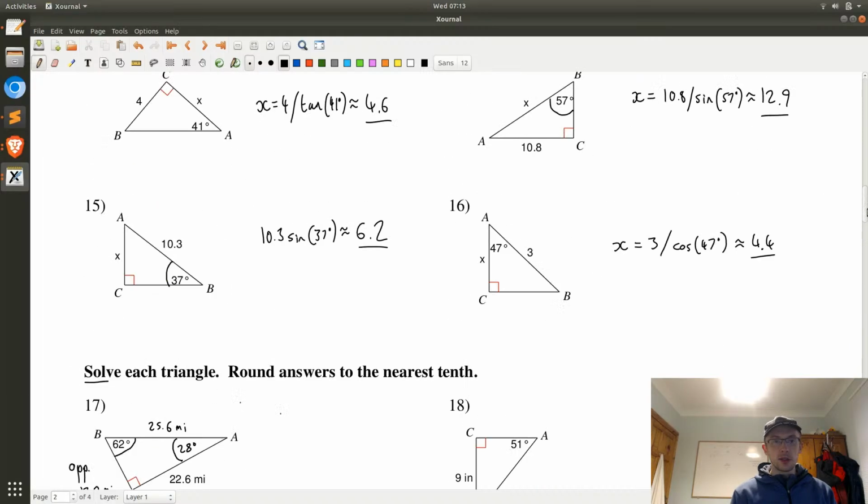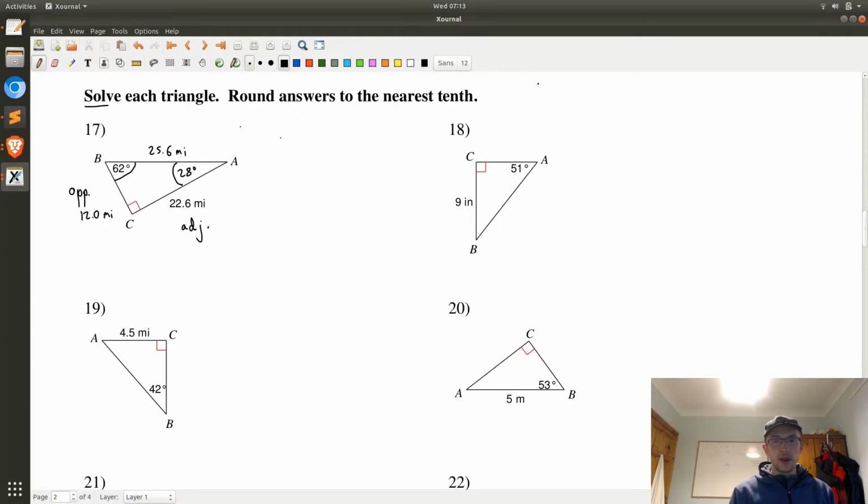Okay, now to defeat all the others. 51 degrees there, so 39 degrees there.